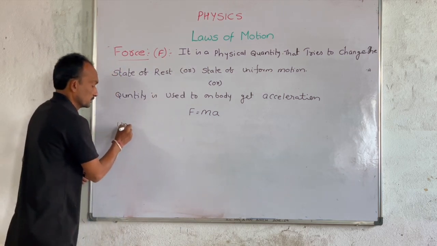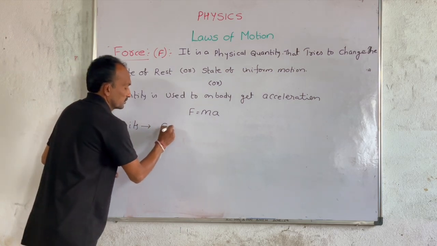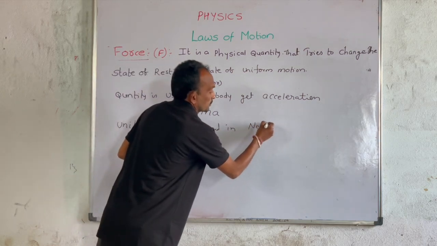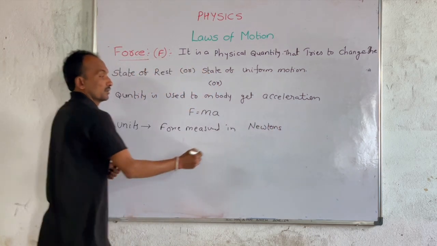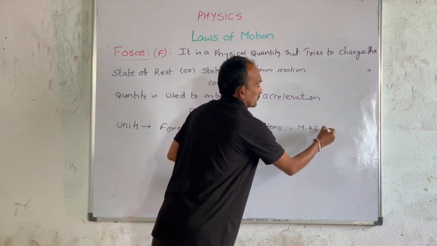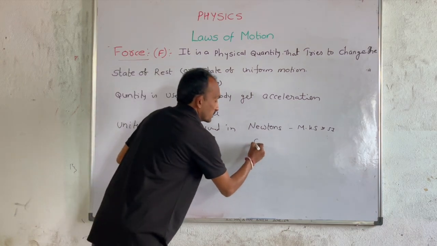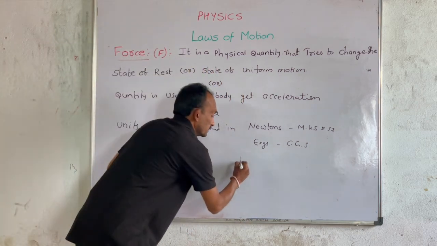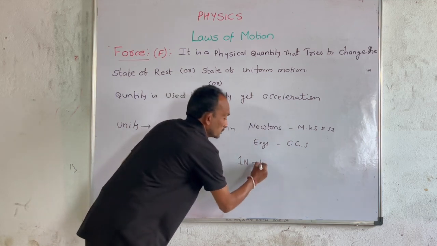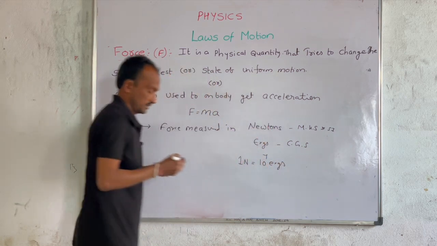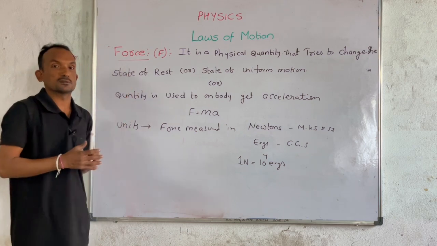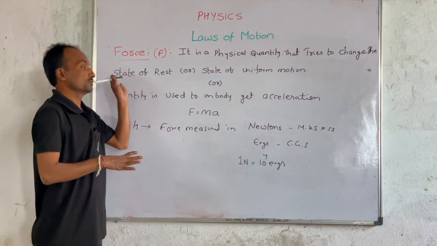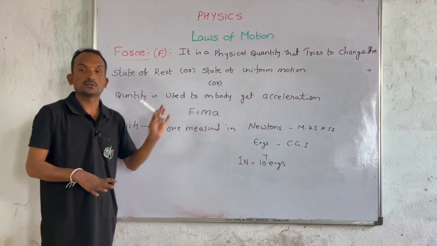And units: force is measured in newtons in the MKS system or SI system, and dynes in the CGS system. And 1 newton is equal to 10^7 dynes, because this is the entrance point for students. This is a complete brief summary about force. A quantity that tries to change the state of rest or state of motion is called force. Measured in newtons, F equals ma.